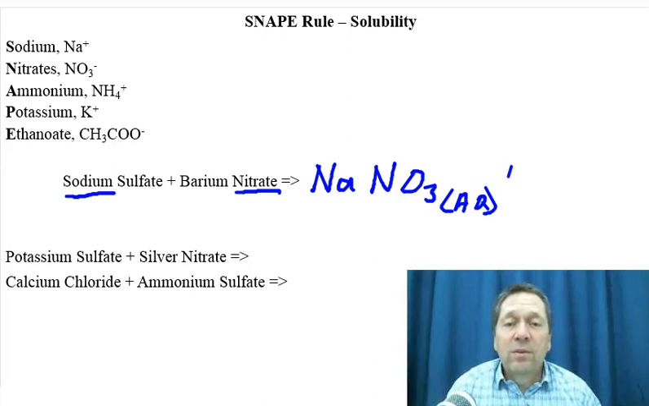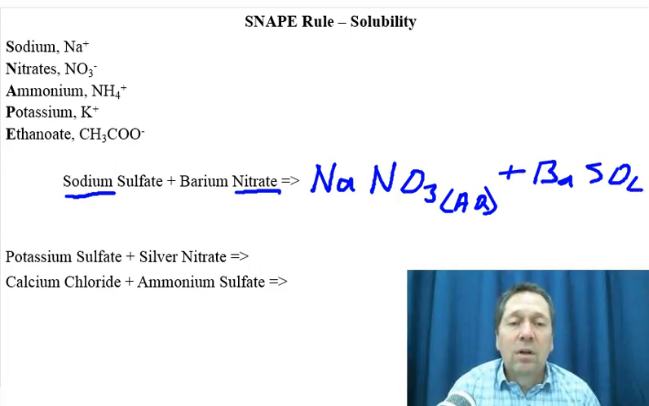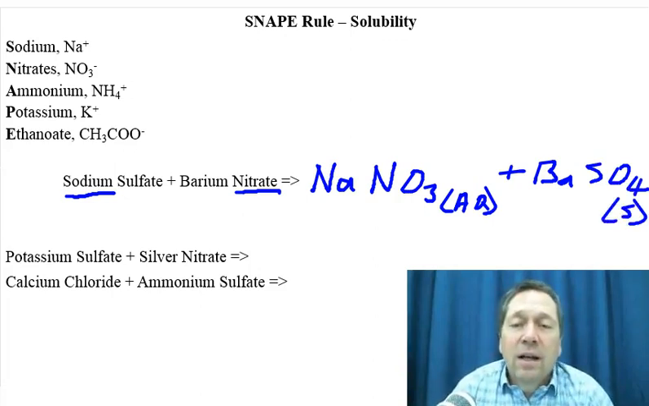So we're going to find the precipitate over here now. It's going to be what's left over. The barium, Ba, and it's going to be the sulfate, SO4. That's going to be the precipitate. That's going to be a solid. So there's our answer. When you mix sodium sulfate with barium nitrate, the sodium and the nitrate stay soluble, they stay dissolved, but you get the barium sulfate as the precipitate.